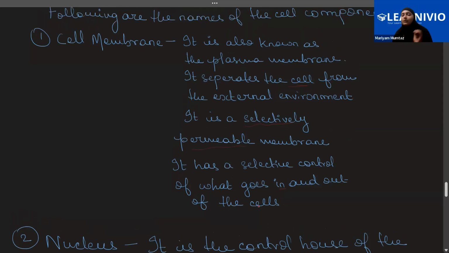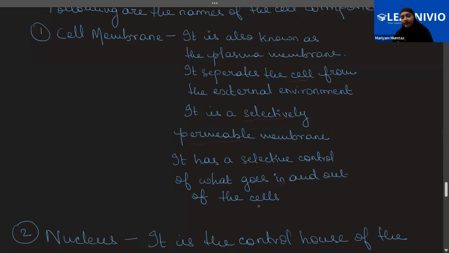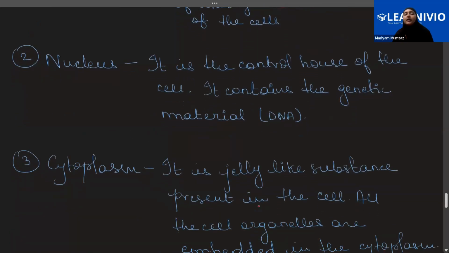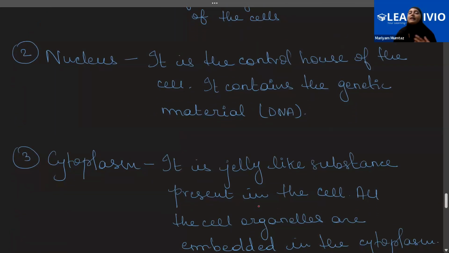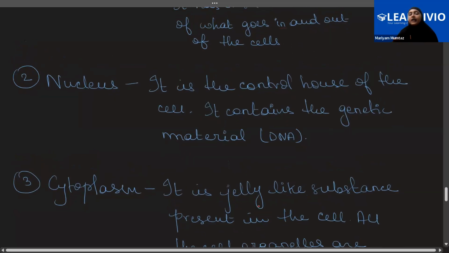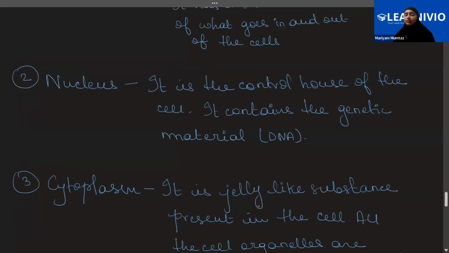So starting with the outermost layer, that is the cell membrane. Now talking about the second cell organelle, that is the nucleus. Now, just like how our brain is the control house of our whole body, anything that happens in the body, the nucleus is the powerhouse of this. No, it's not the powerhouse. Sorry, the nucleus is the control house. Mitochondria is the powerhouse.